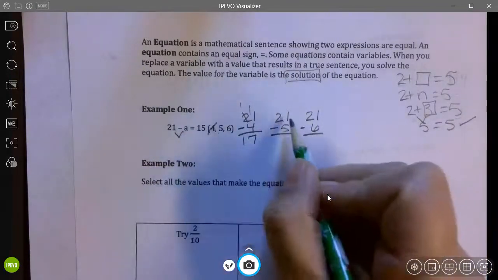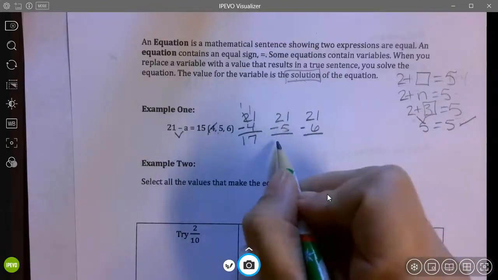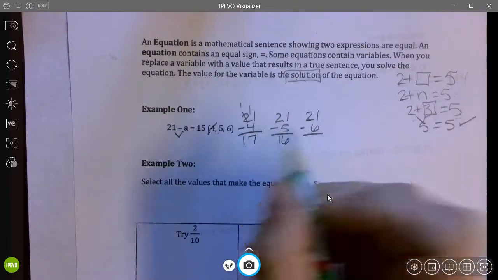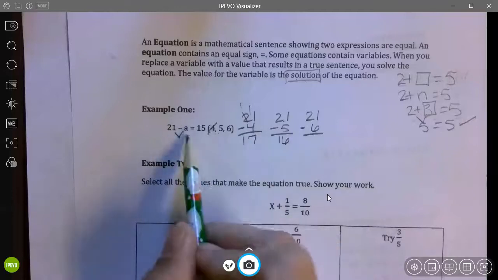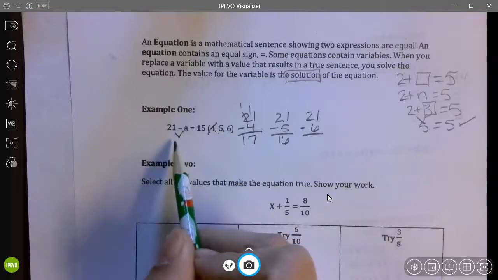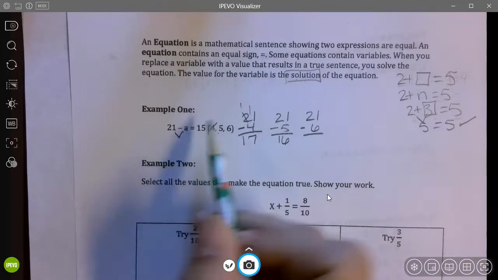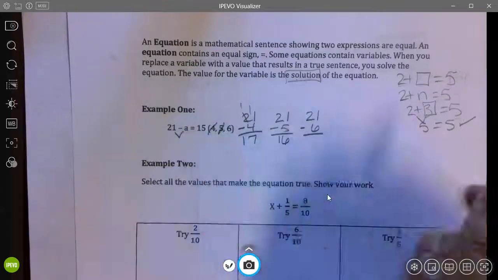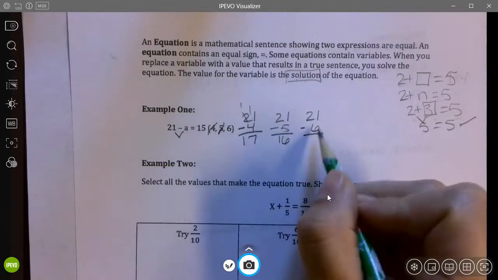So I'm going to cross off my 4. If I substitute 5 in, 21 minus 5 is going to give me 16. 16 is not equivalent to 15. So I'm going to go to my next.